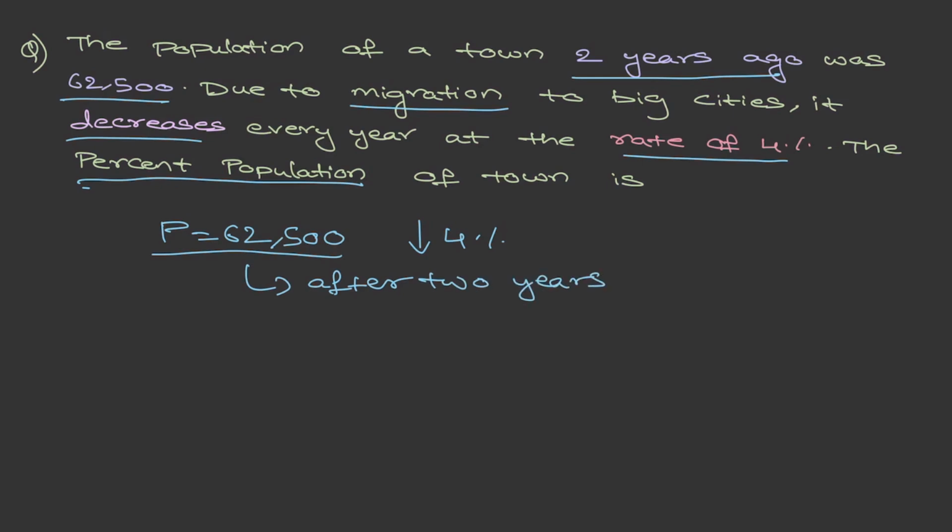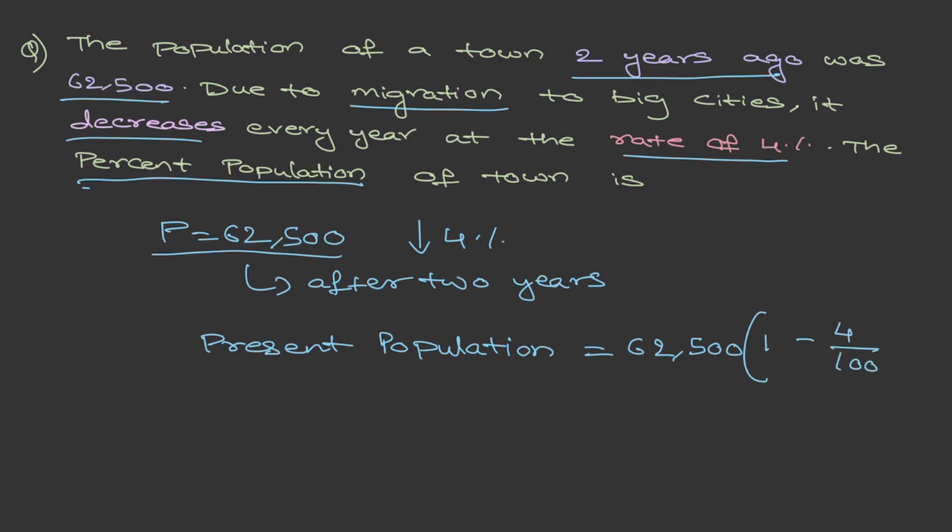This will be done by the formula given before. So the present population is equal to 62,500 into (1 minus 4 by 100) whole square. As I mentioned before, the formula is P into (1 plus R by 100) whole power n, where n is the number of years, R is the constant rate and P is the population. So as the rate is decreasing, I took it as negative.